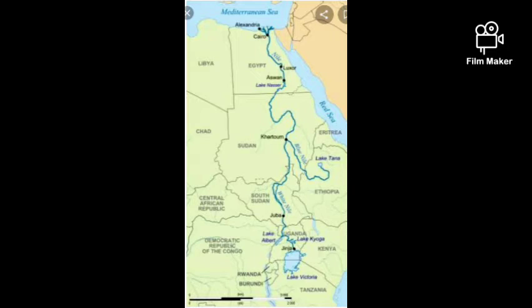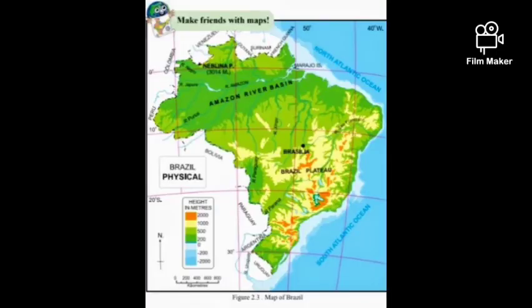To 31 degree 12 minutes north latitude and 29 degree 55 minutes east longitude up to the mouth, up to the Mediterranean Sea. It originates from Lake Victoria and then meets the Mediterranean Sea. Let's use the gratitude.